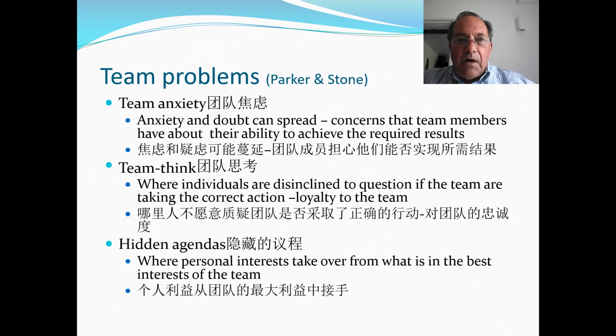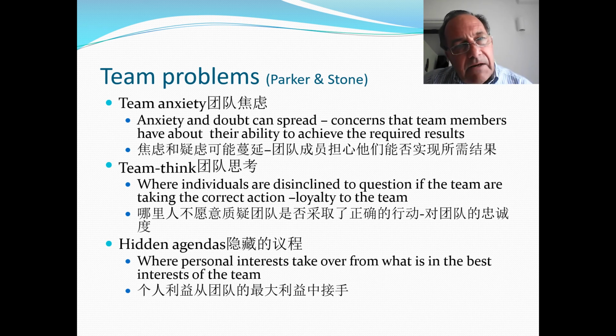The second reason why teams don't work effectively is where there are actually problems within the team, and it may be that some people within the team are quite anxious about their ability to actually deliver the task that they're required to do, and this kind of doubt can spread across the team, and people who normally are confident can actually get wrapped up in this kind of anxiety and doubt about their ability to actually deliver what they've planned to deliver for the organisation.